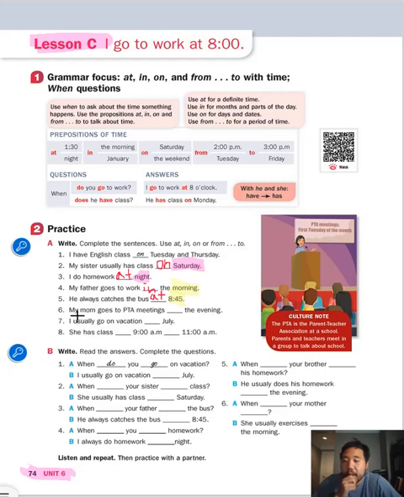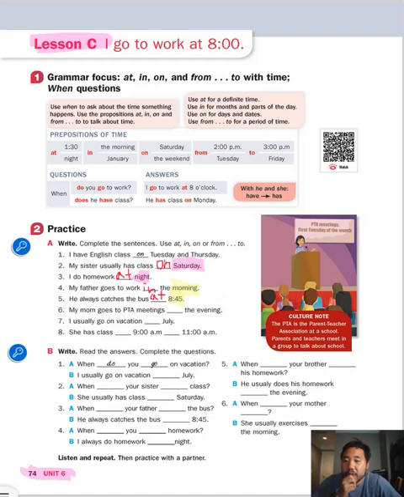Number 6, my mom goes to PTA meetings blank the evening. So the PTA stands for parent-teacher association at a school. It's where parents and teachers meet in a group to talk about not just the school but students. Anyway, going back to the problem, my mom goes to PTA meetings blank the evening.